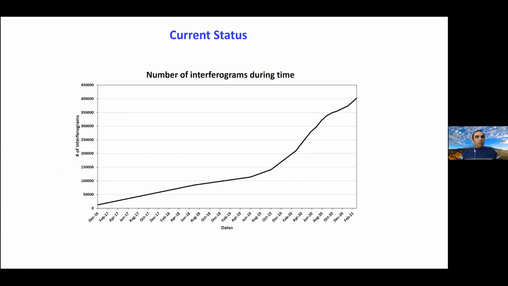This figure shows the number of generated interferograms in the LiCSAR system from 2016 up until the present time. And in August 2019, we had a processing push, and at that time we had more than 100,000 interferograms. And as you can see, at the moment we have reached 400,000 interferograms in 2021.